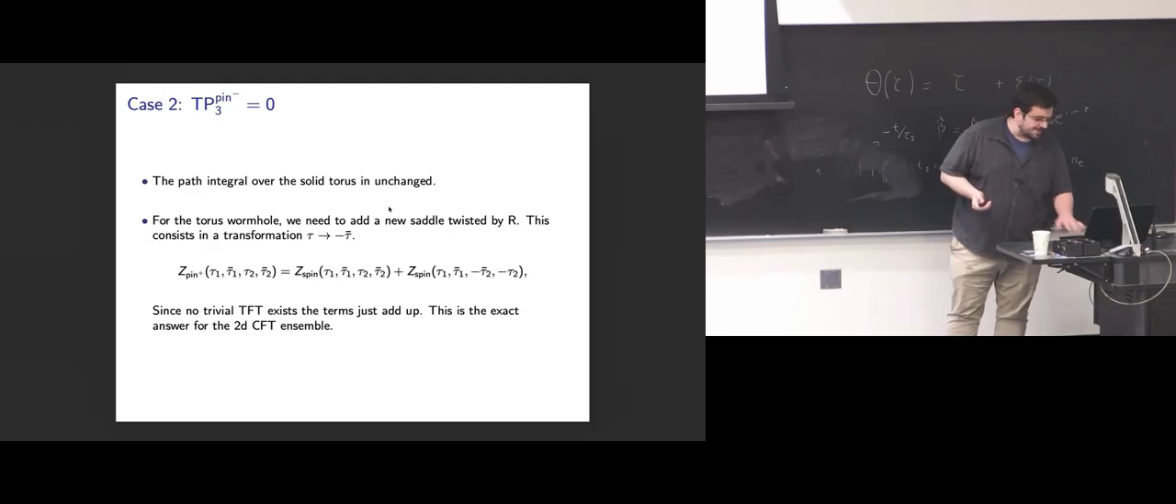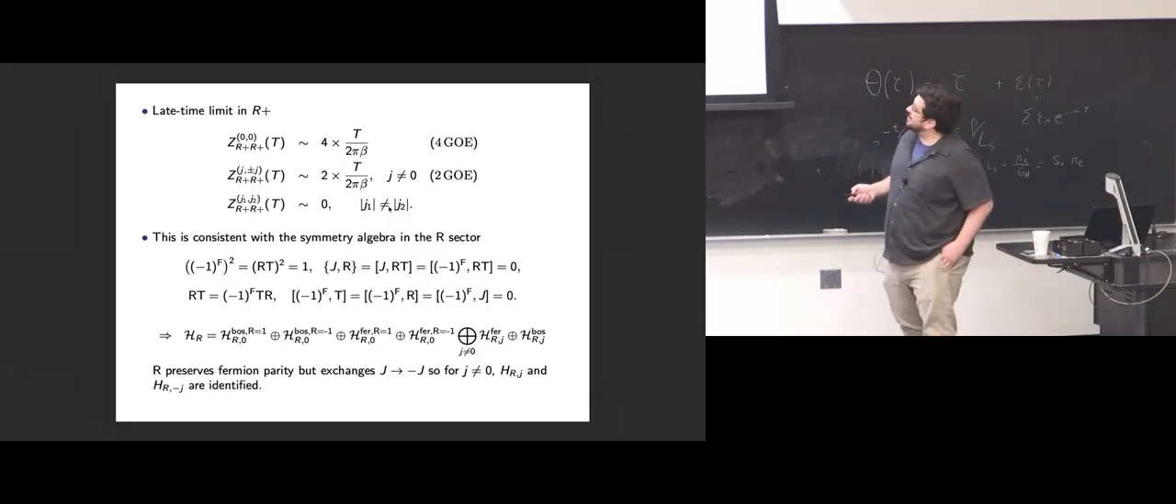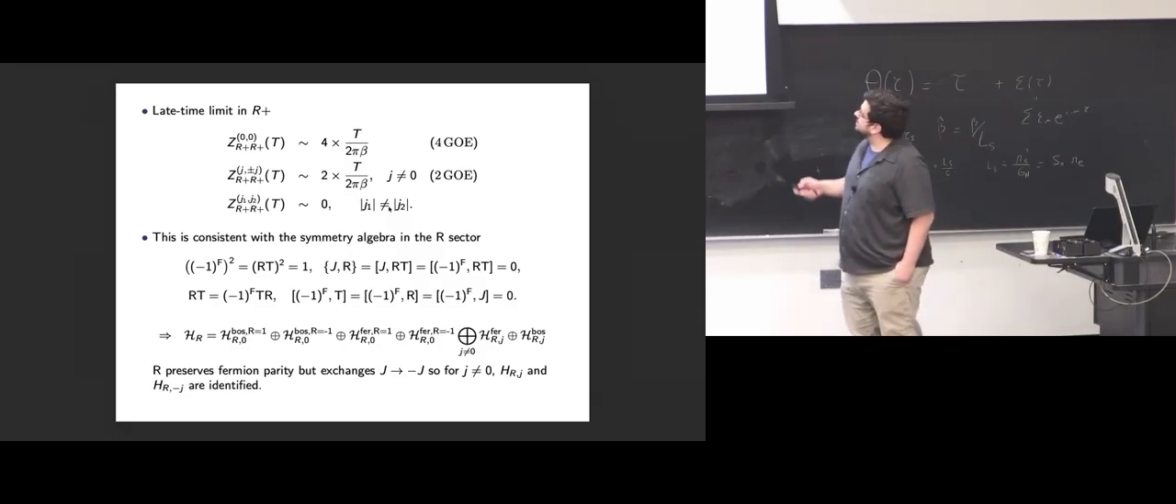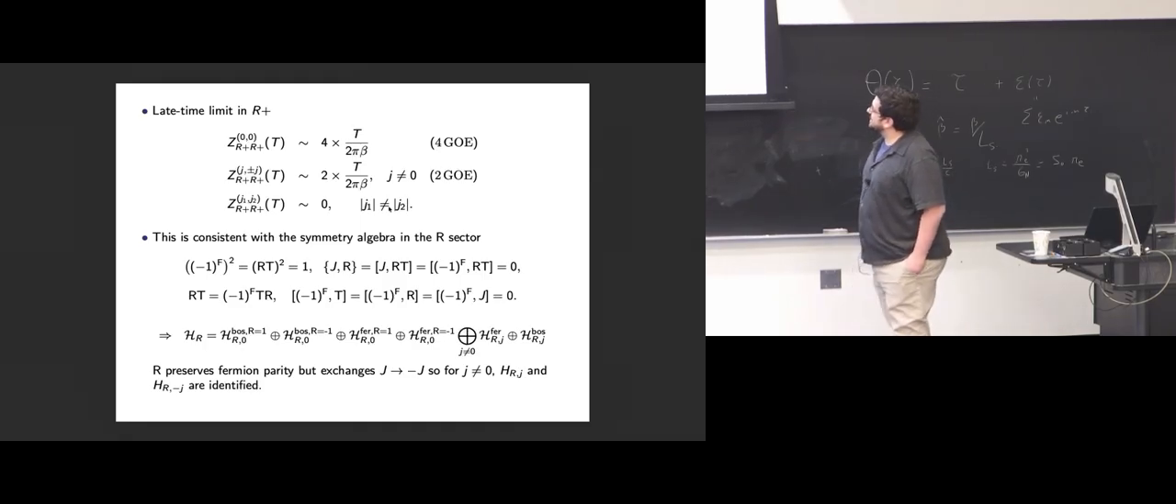Yeah, and this is the exact answer, but again, let's take the double cone limit just to get some intuition on the physics of it. So this is what we get in the Ramond sector. I will skip the NS sector. The sector with spin 0 gives you 4 times the GOE answer, and the sector with spin J and J, or J and minus J, gives you twice the GOE. And the answer is that the Hilbert space now decomposes in this way.